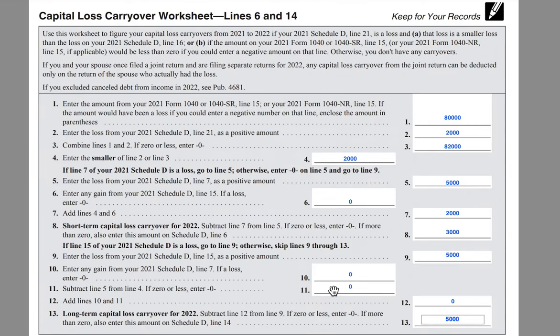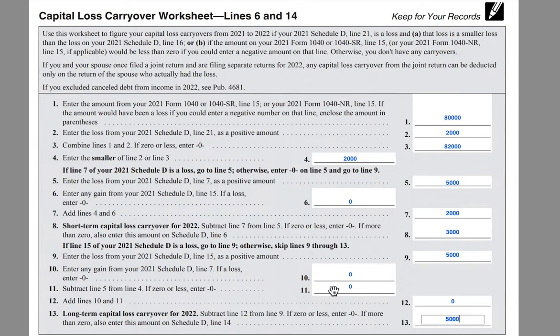Going over the capital loss carryover worksheet for lines 6 and 14 of your Schedule D. So this happens to be the capital loss carryover worksheet for 2021 capital losses carried forward to the 2022 tax year. The numbers slightly change from year to year, but realistically the functionality of this form is the same.